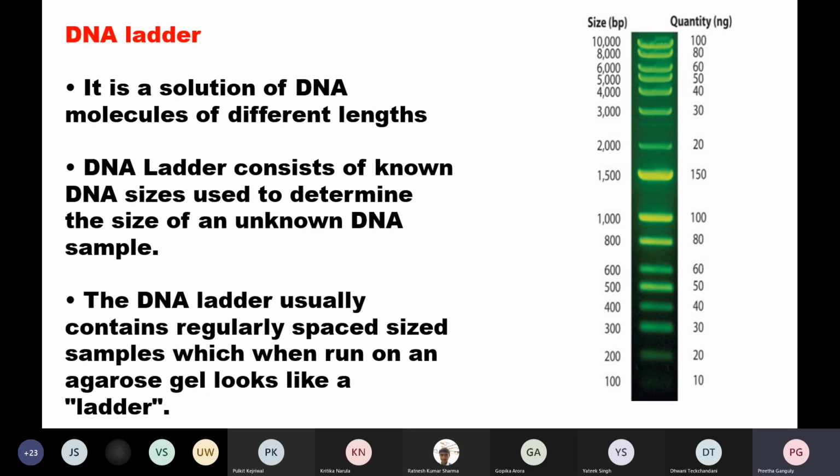So what is DNA ladder? It consists of DNA of known concentration. It's a sample of DNA with fragments for which we know the exact base pair size. So we run the ladder on one side and the unknown on the other, and from that we can compare what the size of our target or unknown DNA is.